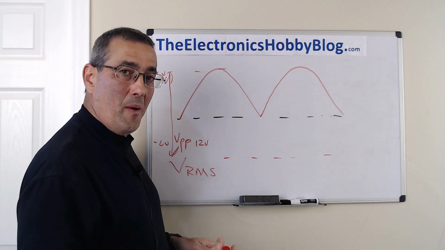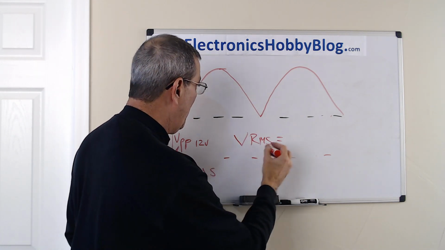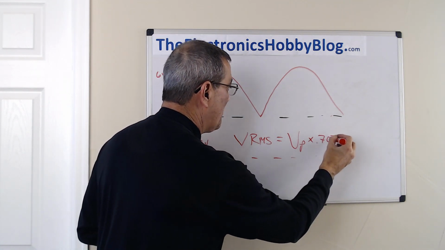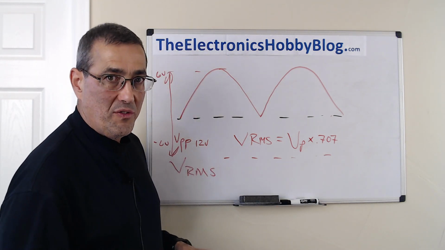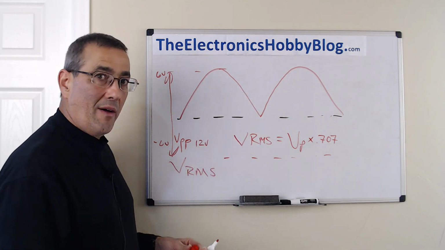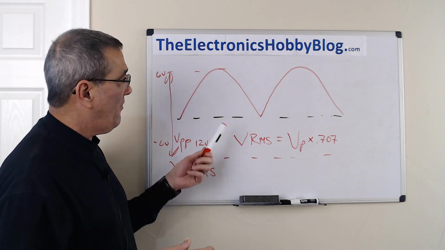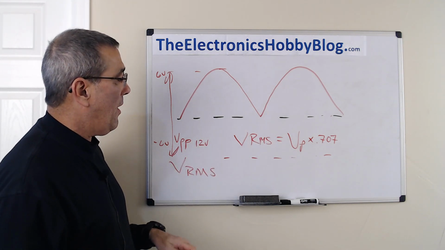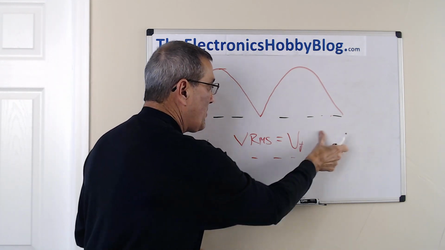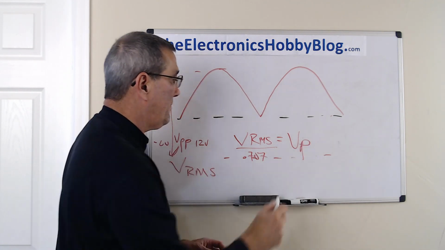So the formula is that VRMS is equal to V peak times 0.707, which is 1 on the square root of 2. So VRMS is equal to 0.707 times V peak. So when you're measuring something on a voltmeter, a digital voltmeter for instance, and you need to figure out what V peak is, and all you've got is VRMS, well, VRMS divided by 0.707 equals V peak.